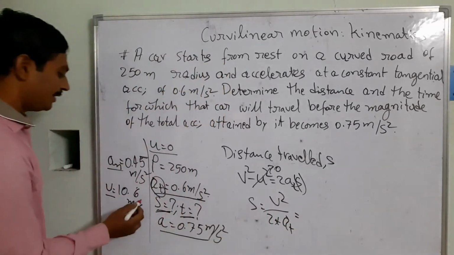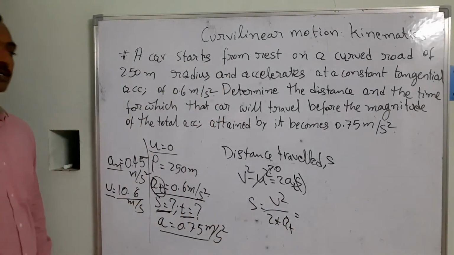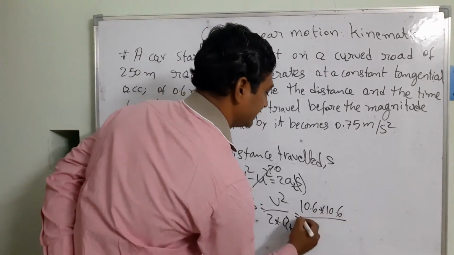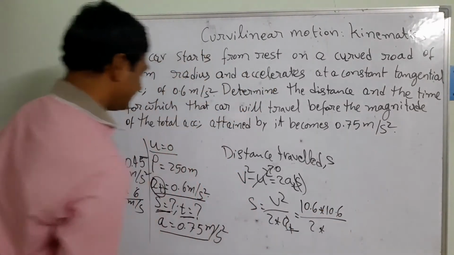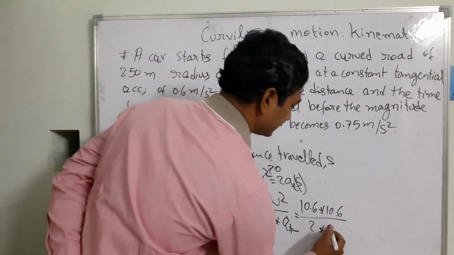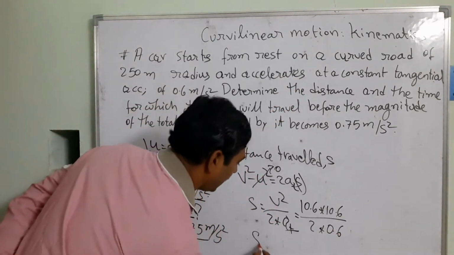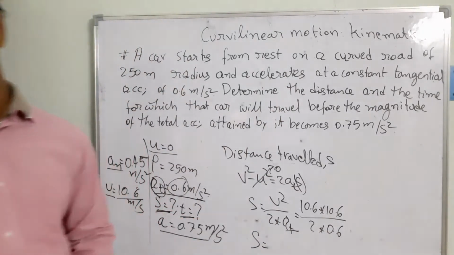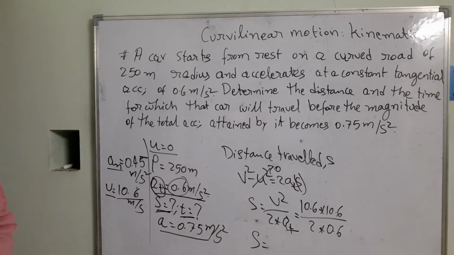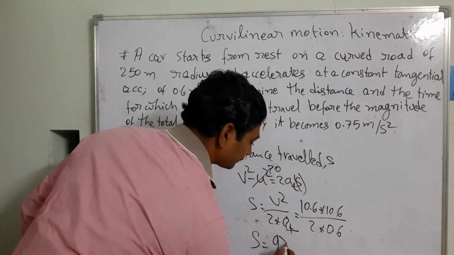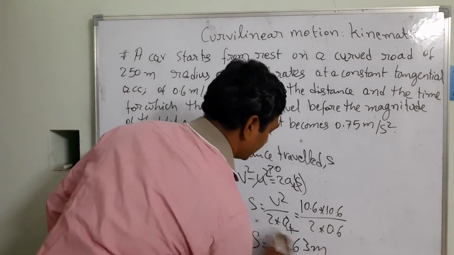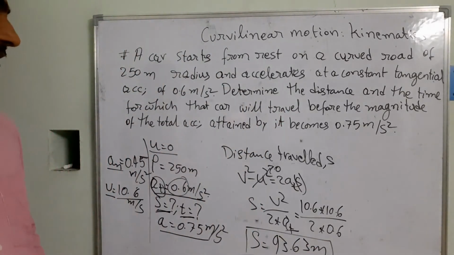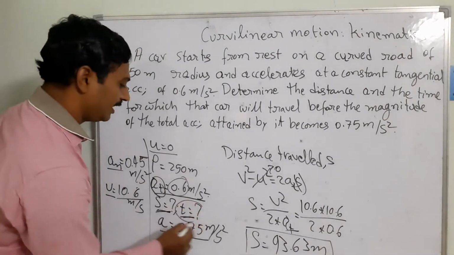So what is the v value here? That's going to be 10.6. 10.6 into 10.6 divided by 2 into at, which is 0.6. If you simplify, what is the value of S? I got around 93.63 meters. So that's going to be 93.63 meters. Now I need to find out the T value.